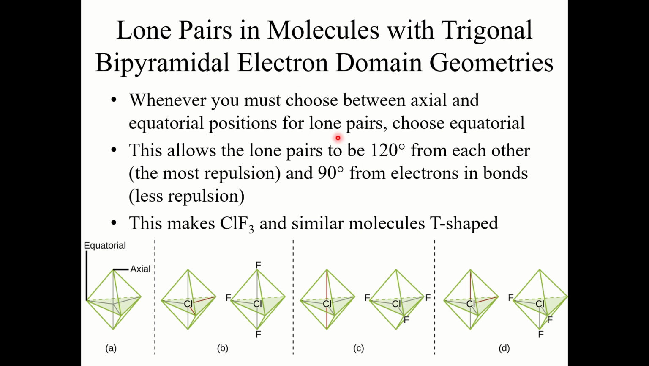Okay, I mentioned this already. In molecules with trigonal bipyramidal geometries, the lone pairs always go on those equatorial positions. This isn't something you can expect to see on the exam. I just wanted to comment on it here.